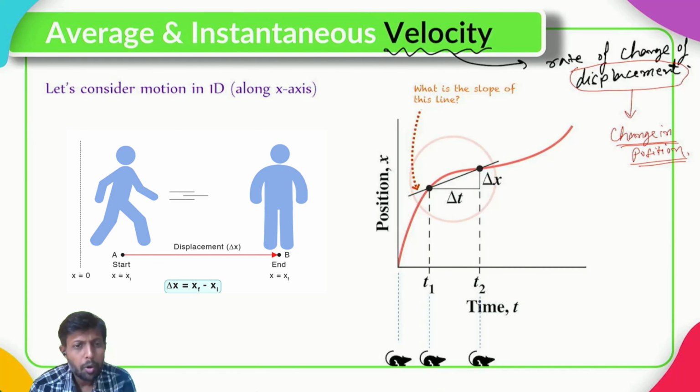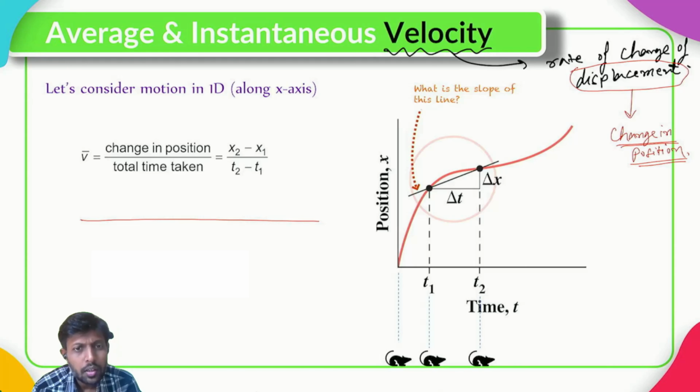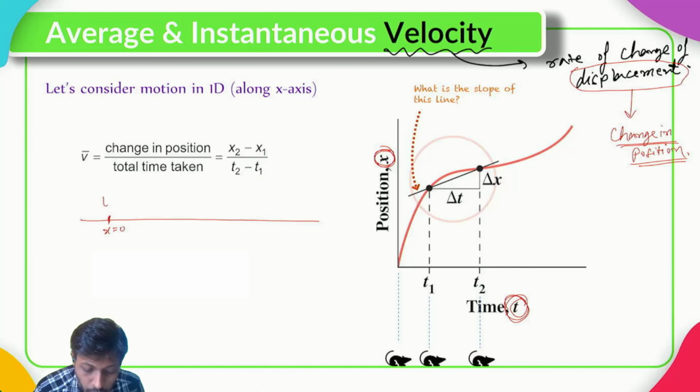So let's try to plot a 1D motion on a graph paper. And it's a graph between the position of the object with time. So at time t equal to 0, the object was at x equal to 0. Then the object moved to x equal to x1 after time t1. So at t equal to t1, the object is at x equal to x1. And at t equal to some other time t2, the object has moved to x equal to x2.